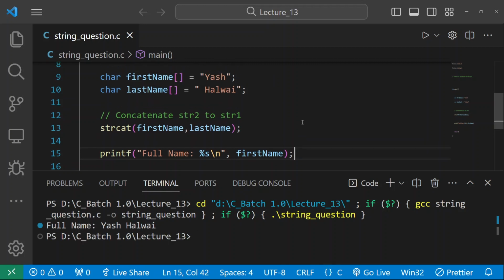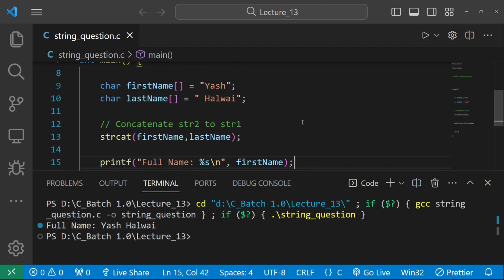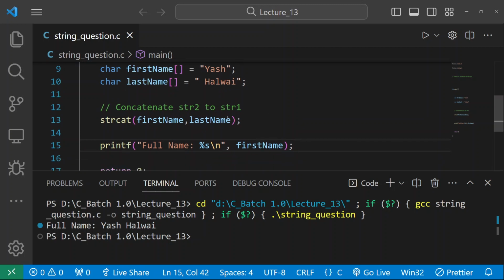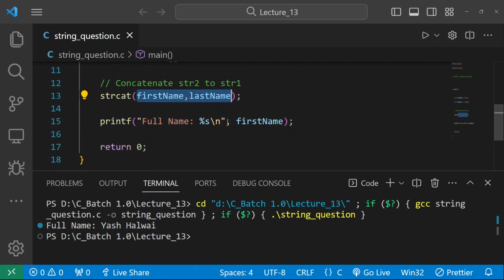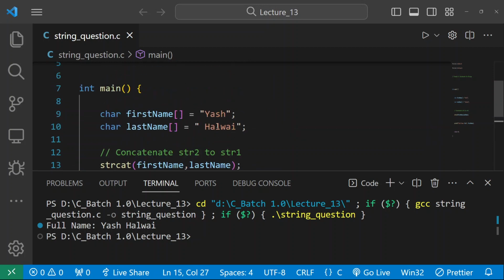The concept I want to explain, which I also explained yesterday, is that I am doing concatenate str2 to str1. Remember this thing. You will only remember this concept with practice. This program is basically using strcat, that is, concatenate simply str2 to str1, and your output will be the same as what I have mentioned here.